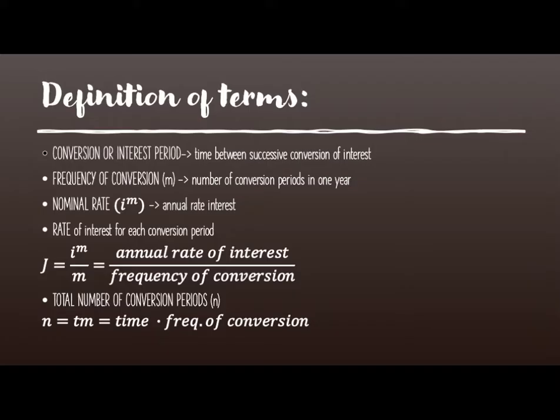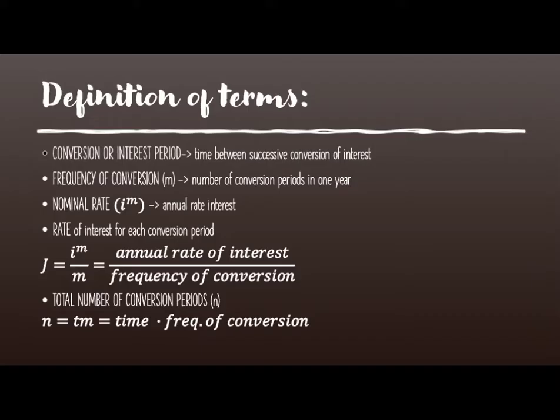Yan. Then next is the frequency of conversion. Yung symbol naman niya is M. This is the number of conversion period in 1 year. Yan nga yung sinasabi ko na pwedeng twice a year, pwedeng 4 times a year, pwede rin namang 12 times a year, yung monthly. Ayan. Next is the nominal rate. So, i raised to m, yan yung symbol niya. This is the annual interest rate.